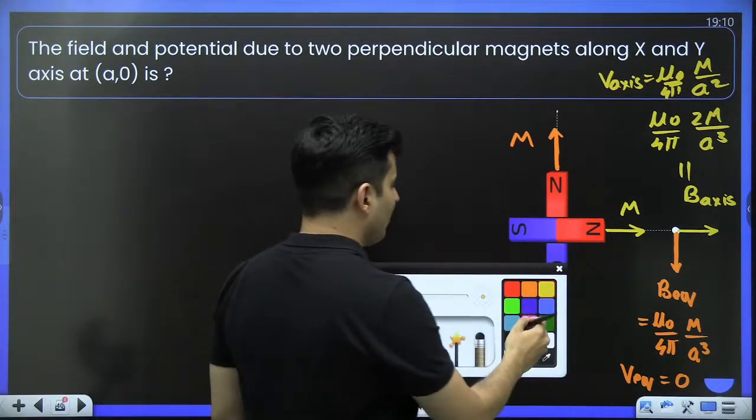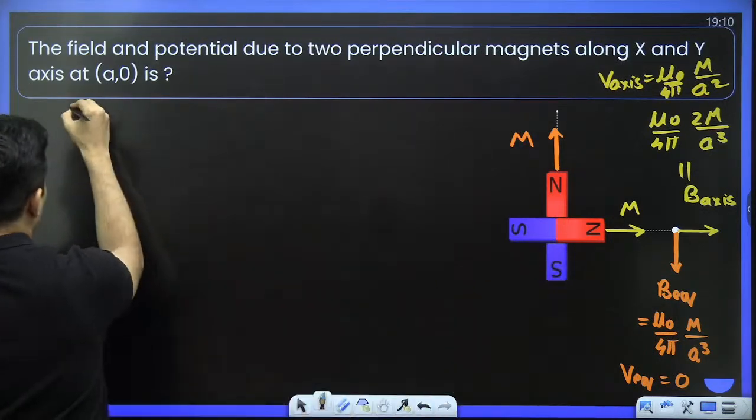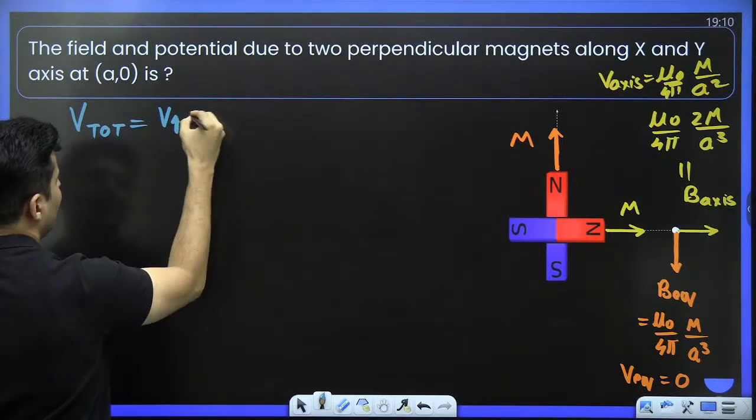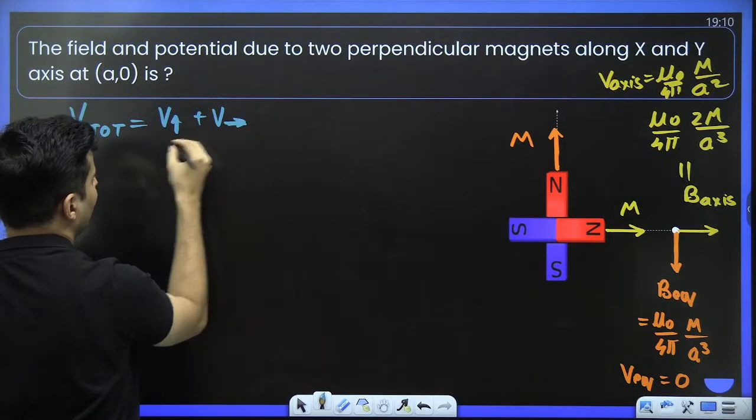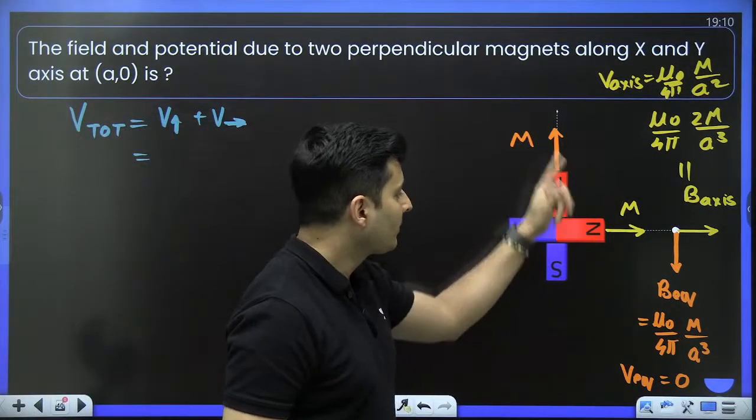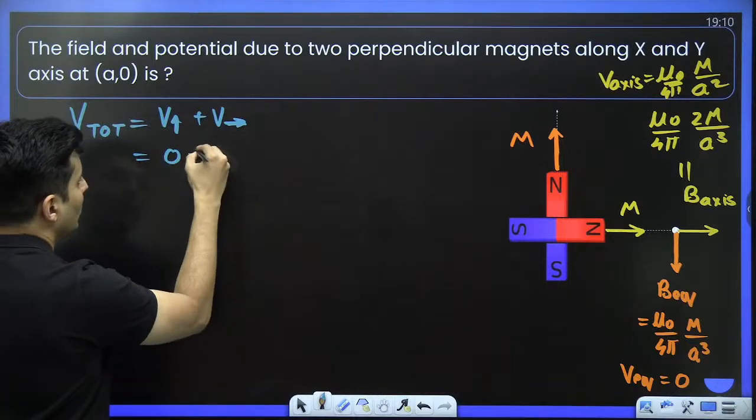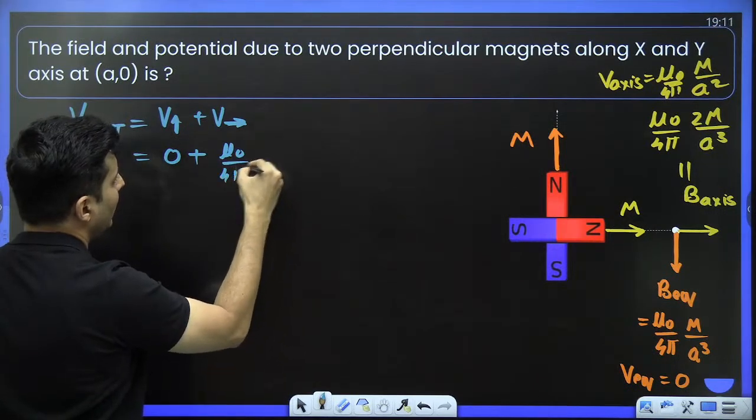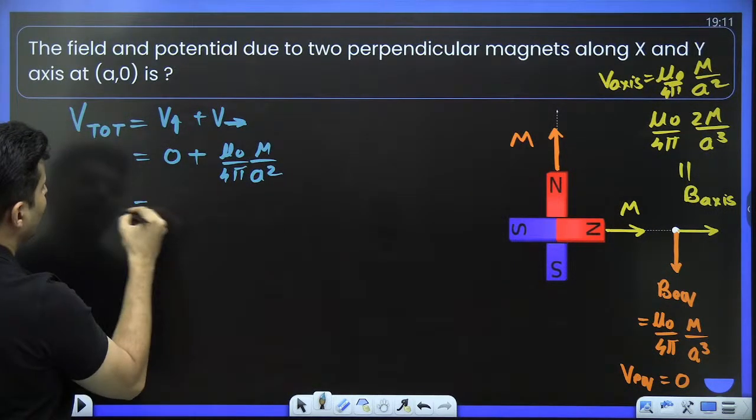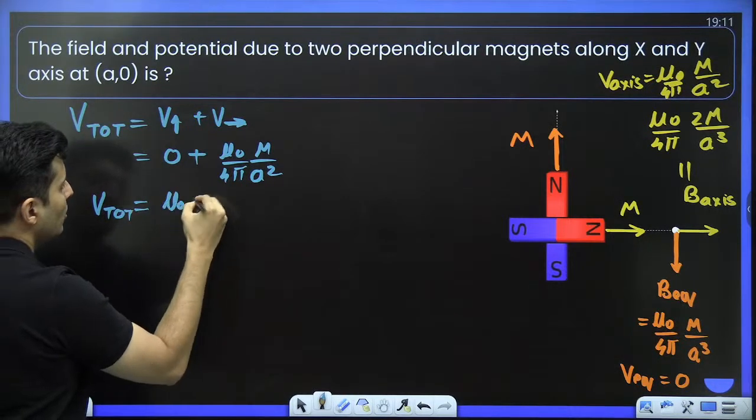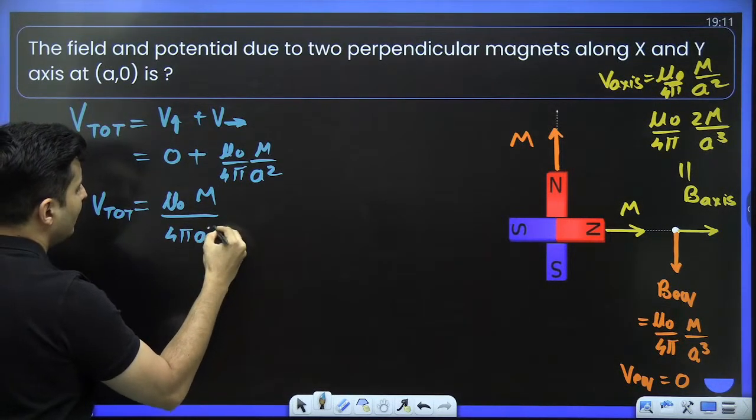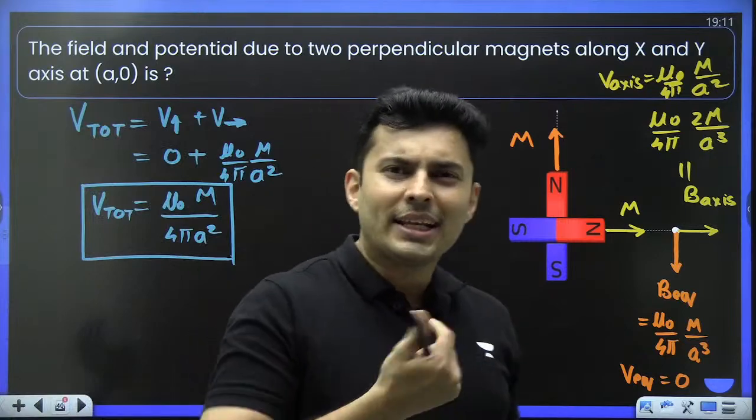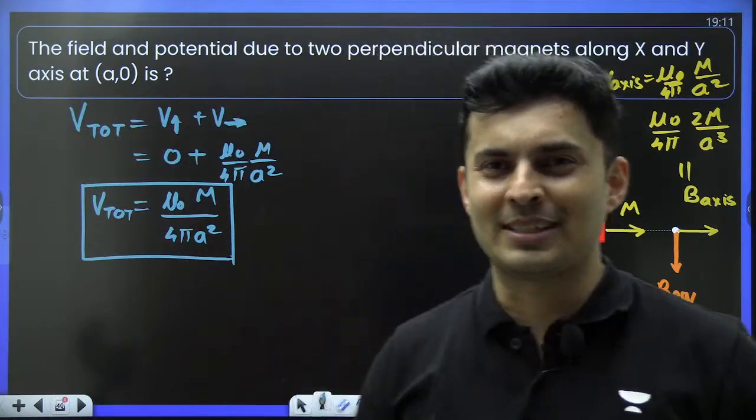So let's see one by one both the things. If you talk about the total potential, it will be potential due to this magnet plus the potential due to this horizontal magnet. Due to the vertical magnet, the potential was just zero. Due to the horizontal magnet, the potential was mu naught by 4 pi m by a square. So shouldn't the total potential be just mu naught m divided by 4 pi a square? That is the first answer for total potential. One guy didn't even contribute. Only the second guy's contribution was there.